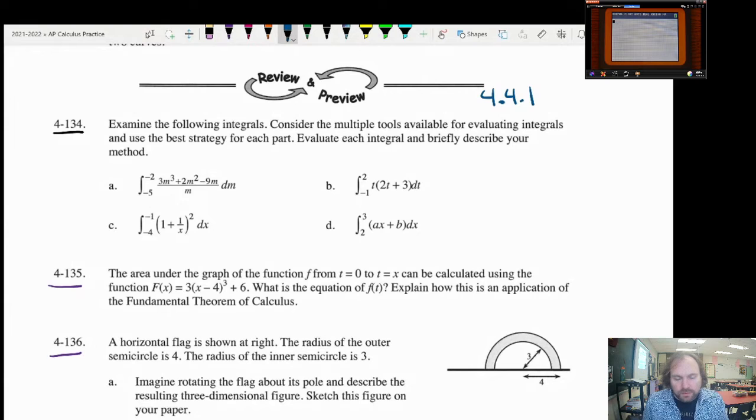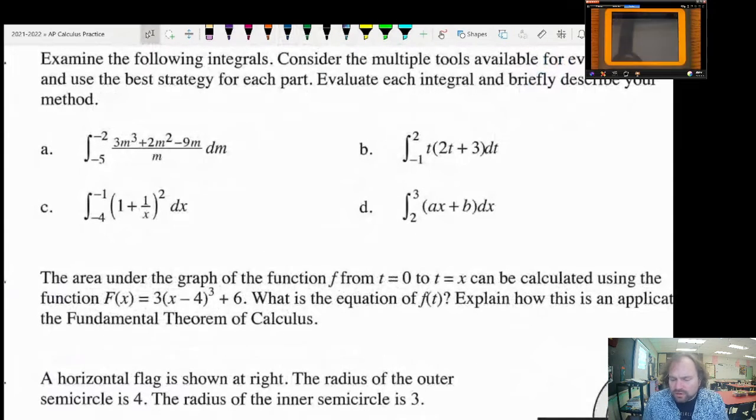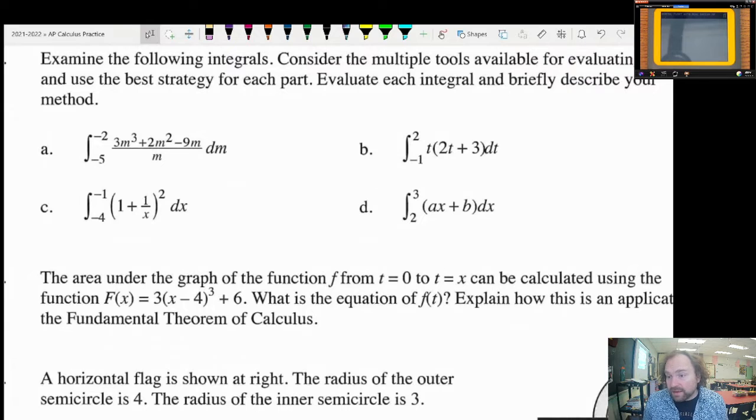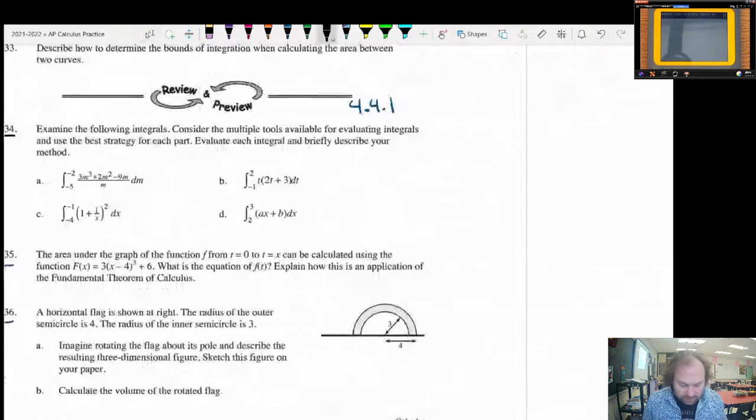We're going to start with 4.134. We're going to determine the value of the following integrals, and we're going to consider all the tools available for evaluating them and use the best strategy. So these are all definite integrals, and we're going to do them all by pencil and paper. Although nothing stops you from using your calculator for all these problems, and I wouldn't be mad at you if you did that either. But I'm going to show you how you could do it without a calculator, at least set it up.